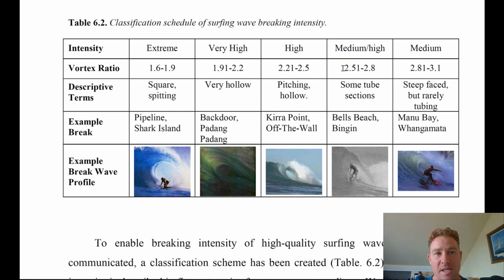And then finally, they have the intensity of medium, where the vortex ratio is 2.81 to 3.1. And the descriptive term is steep-faced but rarely tubing. So it's got a nice steep section, maybe for a turn, but you can't necessarily get barreled. Example break was Manu Bay, Whangamata, and that's in New Zealand.